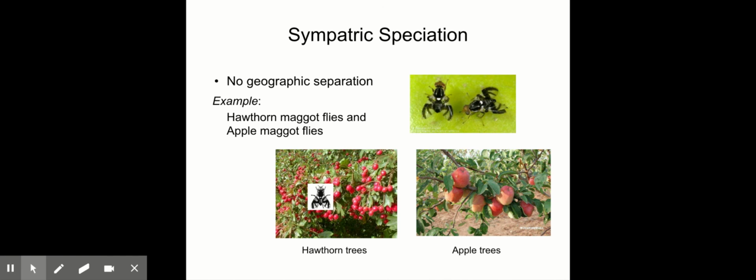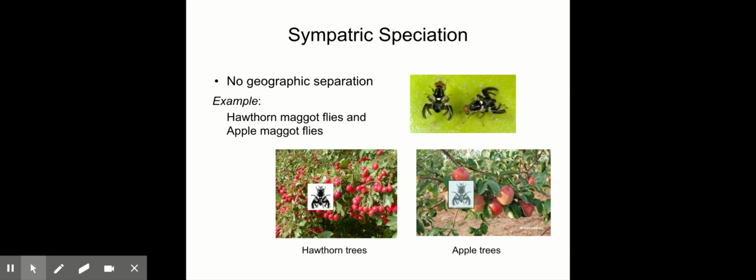But then apple trees were introduced, and apple trees can grow in the same area as hawthorn trees. And some of those hawthorn maggot flies started using apple trees as host plants. So we have a group of these hawthorn maggot flies that now have done a host switch and are using apple trees and laying their eggs in the fruits of apple trees. And we're not really sure why that happened.